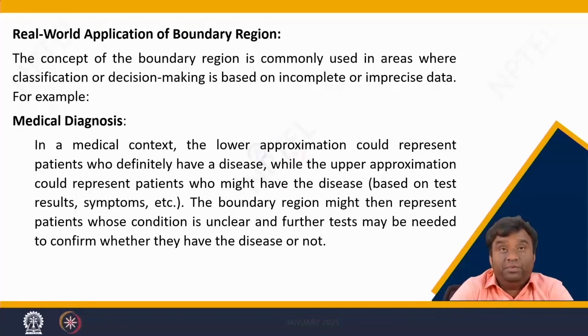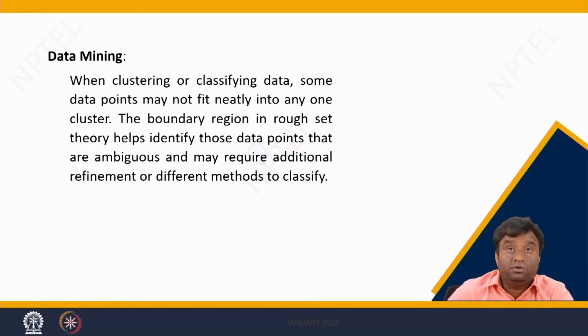Real world applications of the boundary region. The concept of the boundary region is commonly used in areas where classification or decision making is based on incomplete or imprecise data. For example, medical diagnosis. In a medical context, the lower approximation could represent patients who definitely have a disease, while the upper approximation could represent patients who might have the disease based on the test result, symptoms, etc. The boundary region might then represent patients whose condition is unclear and further tests may be needed to confirm whether they have the disease or not.